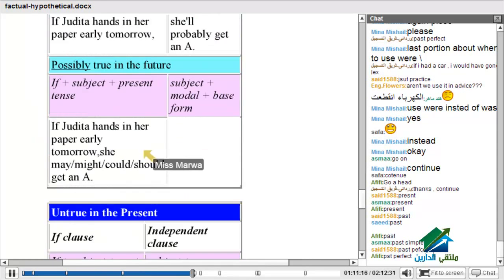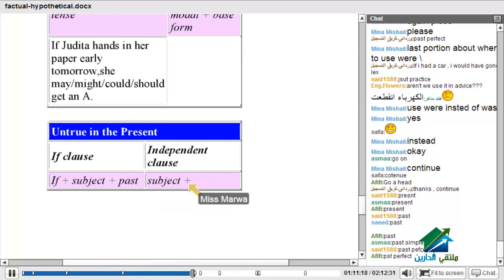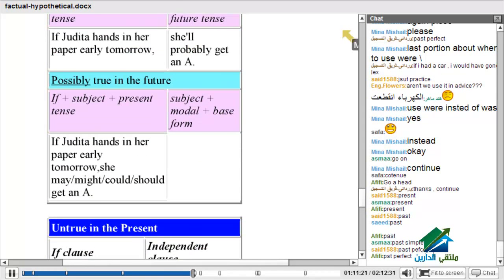طيب actually أنا I don't want this paper في غيرها another one.